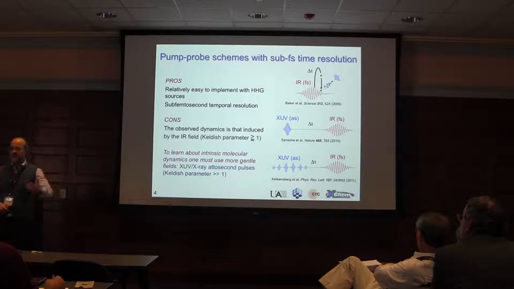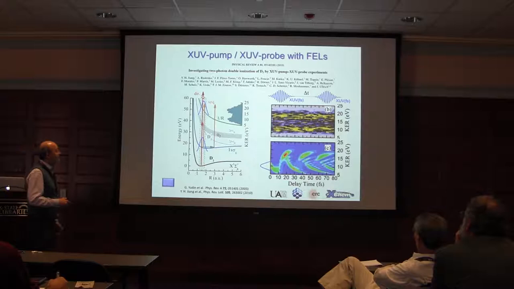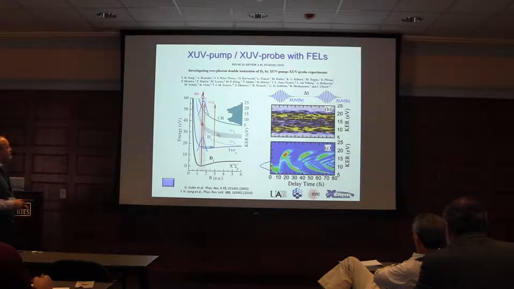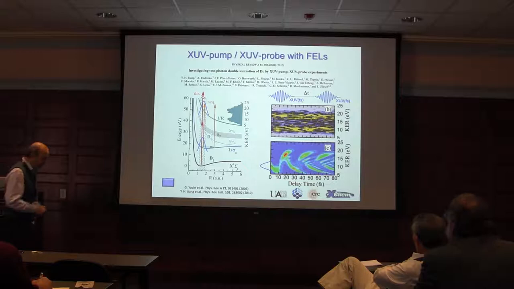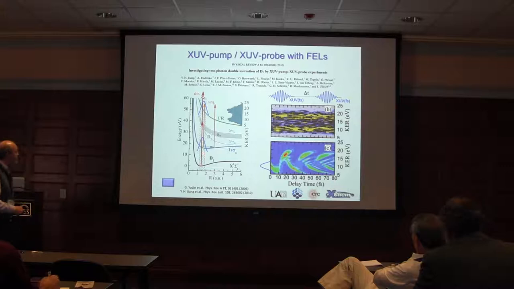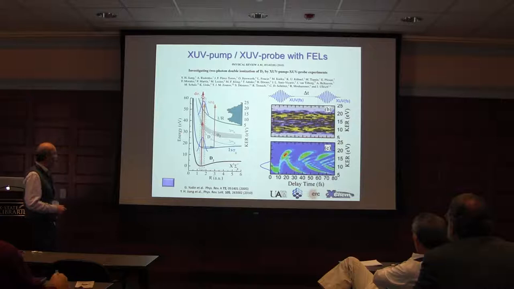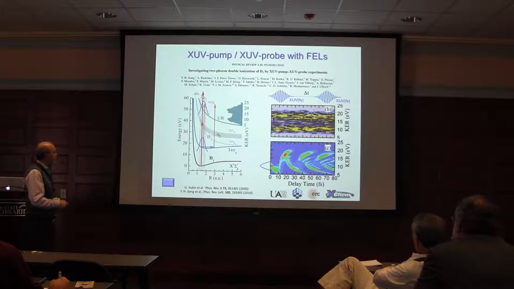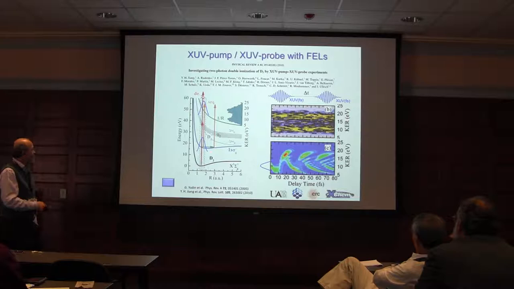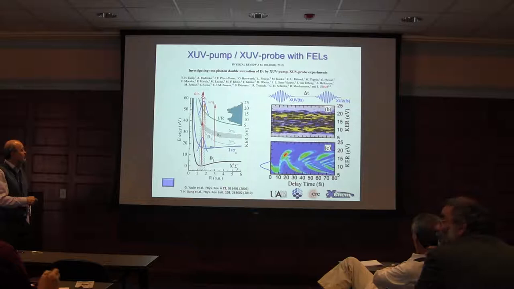There have been already some successful attempts to use XUV pump-probe experiments. This is one in which a free electron laser in Hamburg was used, FLASH. And in these experiments, they used two identical femtosecond pulses in the XUV. And the first pulse was used to ionize the D2 molecule and to generate D2 plus ion. And the wave packet that is generated by this ionization process is further probed by the second pulse, which is identical to the first one.